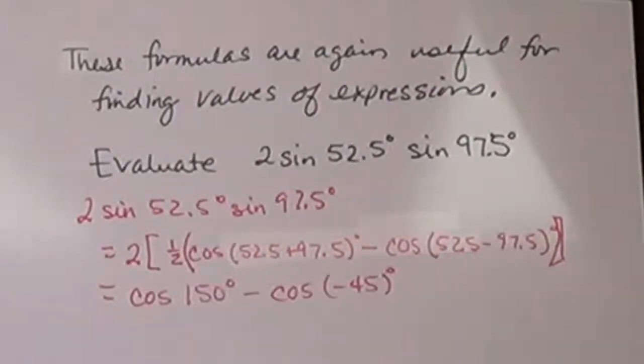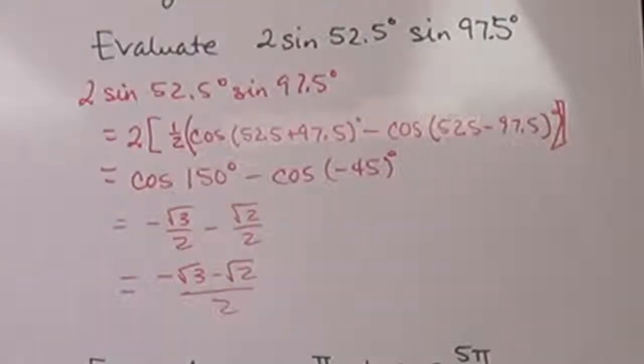So here we are going to take into account a couple of our properties. The first is the cosine of negative 45 degrees is the same as cosine of 45 degrees. Remember, that's an even function. Cosine of 150 we know is going to be negative root 3 over 2, and the cosine of 45 is root 2 over 2. And since these can't be simplified much further, it's just going to be minus root 3 minus root 2 over 2.